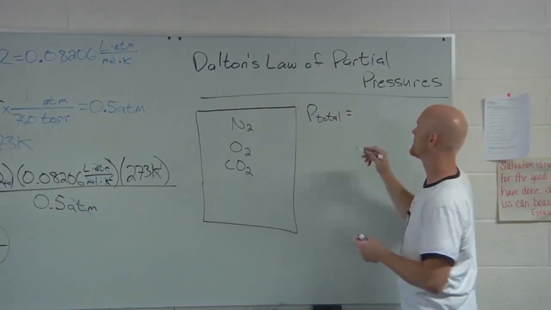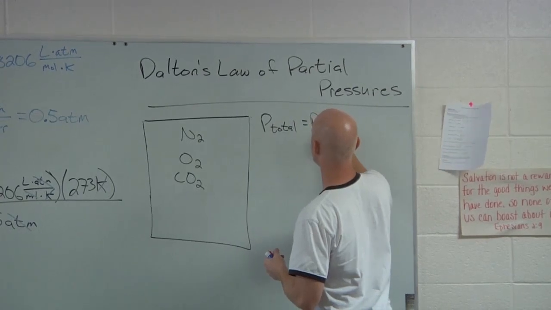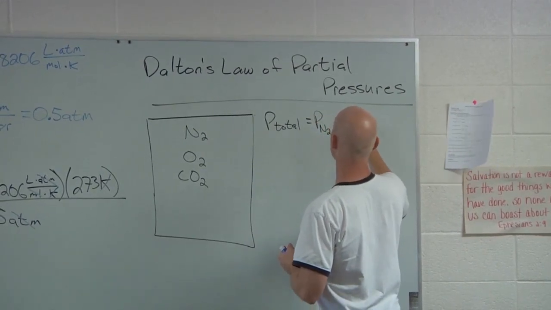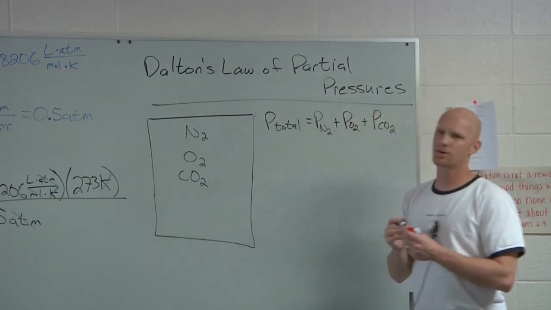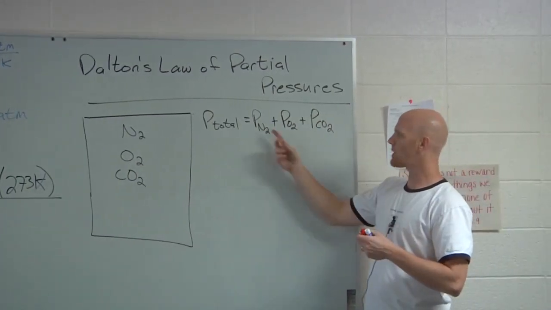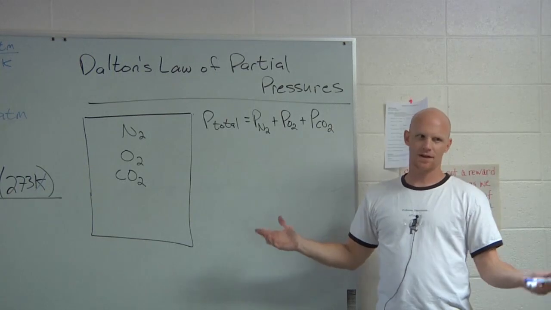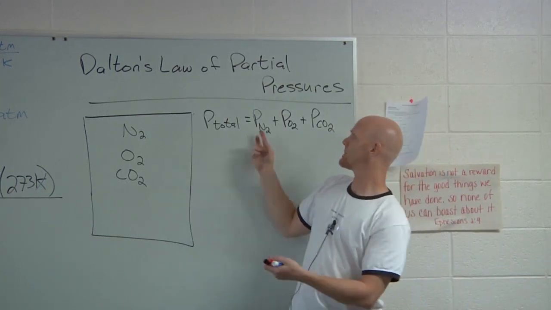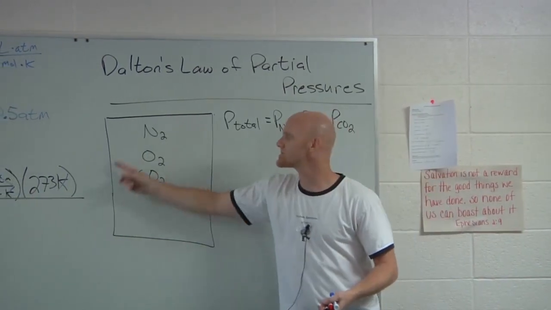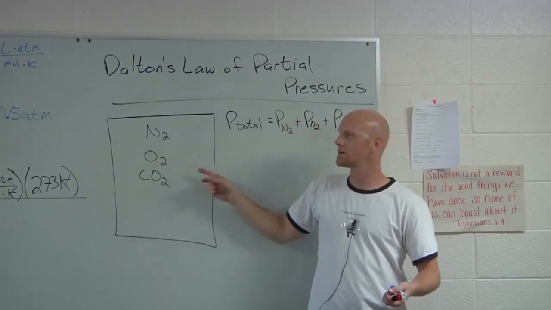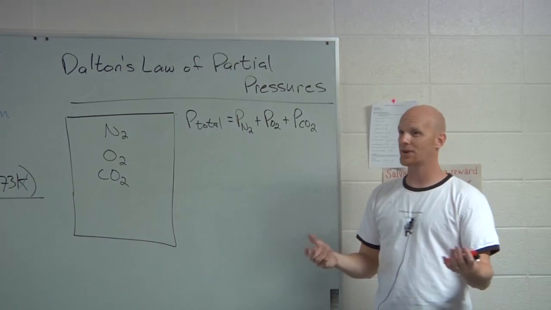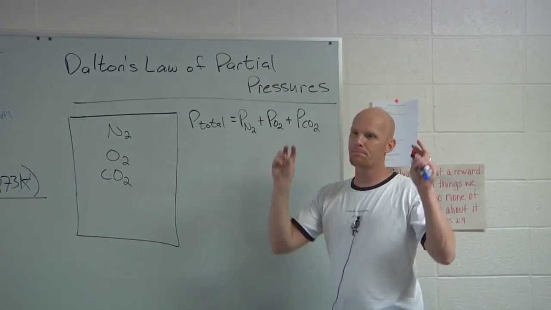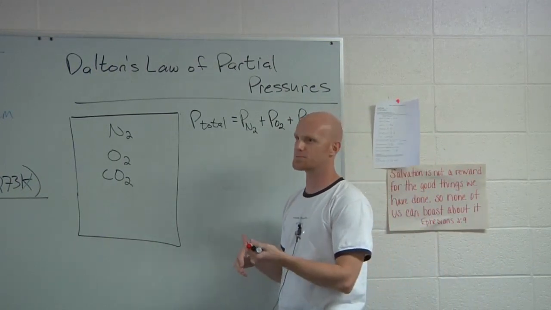this vessel here would equal the partial pressure of nitrogen plus the partial pressure of oxygen plus the partial pressure of carbon dioxide. So we call these partial pressures. It's just because the partial pressure of N2 is just the part of the total pressure that N2 is responsible for. And the more moles of a particular gas, the greater the part of the pressure it's responsible for.